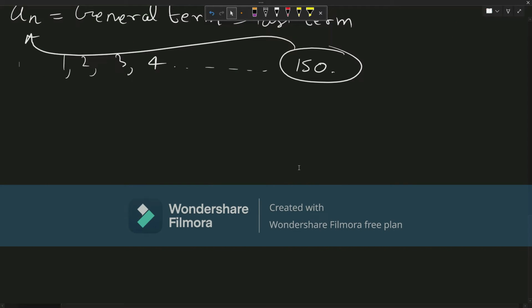Now let's talk about types of AP. Actually, sorry, before talking about the types of AP, first we need to discuss what is an AP, right? Arithmetic progression.